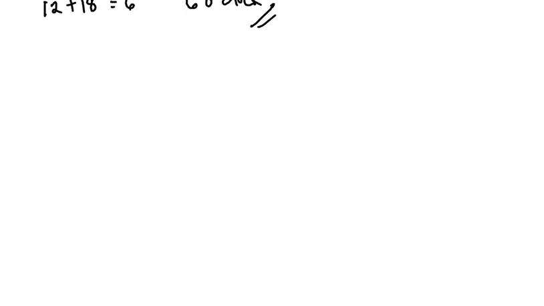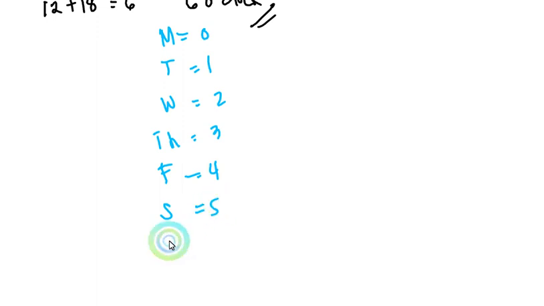Okay, so if I consider your Monday is equal to 0, your Tuesday is 1, Wednesday is 2, Thursday is 3, your Friday is 4, your Saturday is equal to 5, and your Sunday is 6.